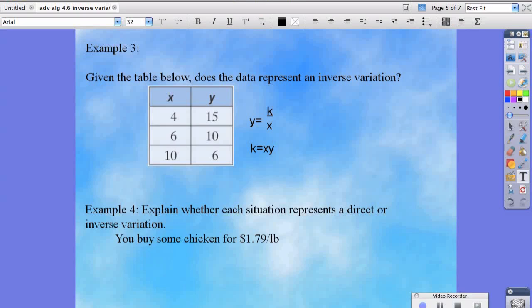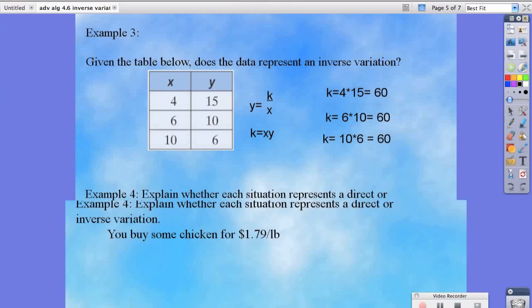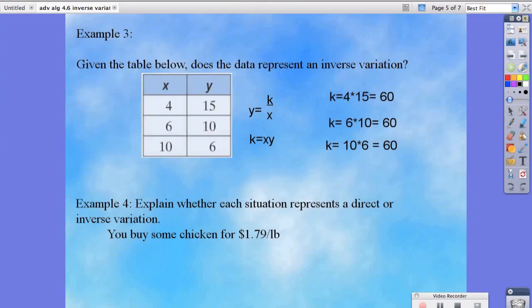So k equals 4 times 15 for the first one, which turns out to be 60. For the second line, k equals 6 times 10 for x and y, and that's also 60. Good sign. And we're going to do that for the last line, k equals 10 times 6, which is also 60. Now, because all of these k values are exactly the same, we can say this table is an inverse variation.